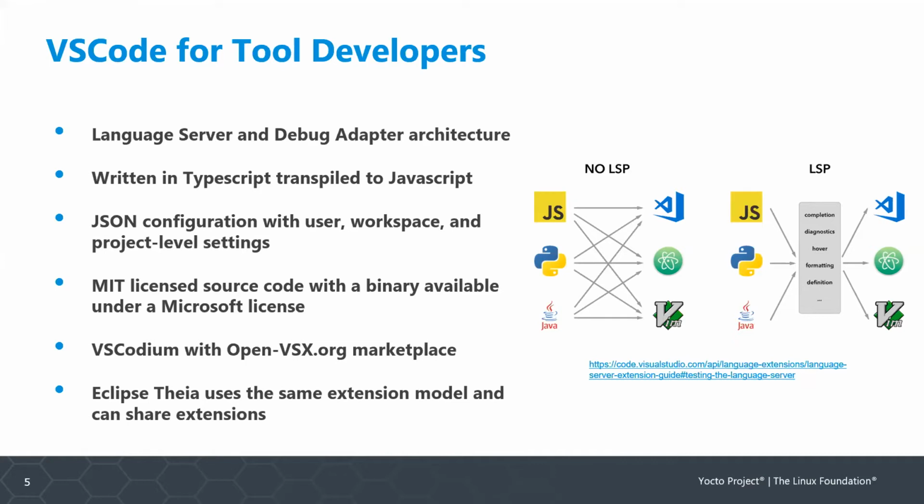Now, if you want to really be completely free and open source, there is the VS Codium version, which are binaries that are completely compiled from the MIT license source code, and it even has its own fully open marketplace that you can pull extensions from. And lastly, if you develop an extension, you're not just getting locked into VS Code. Eclipse Theia uses the same extension model and can share extensions with VS Code.